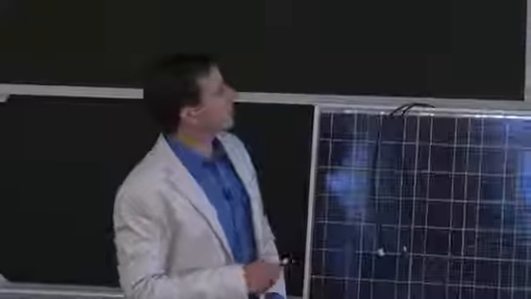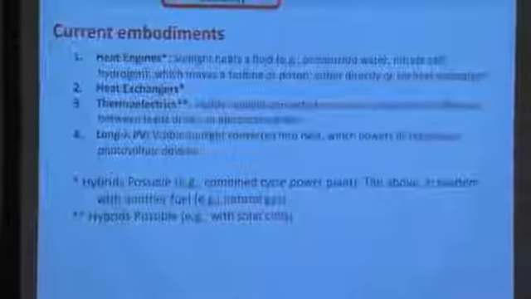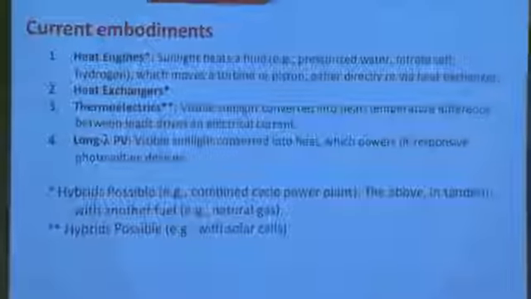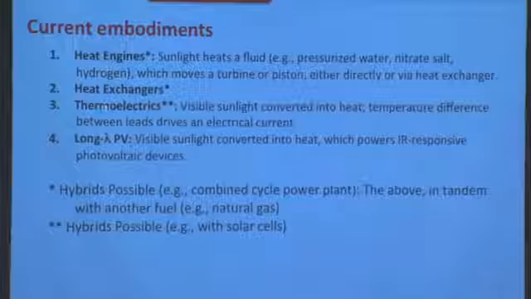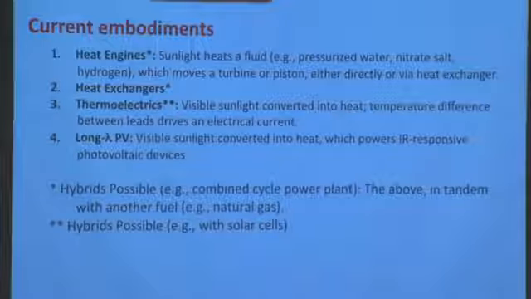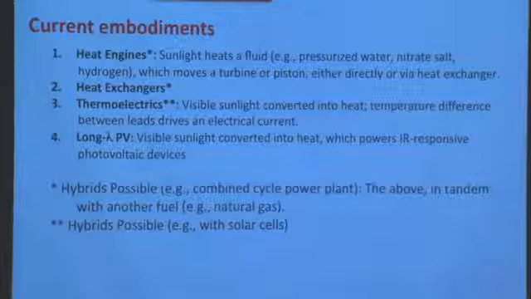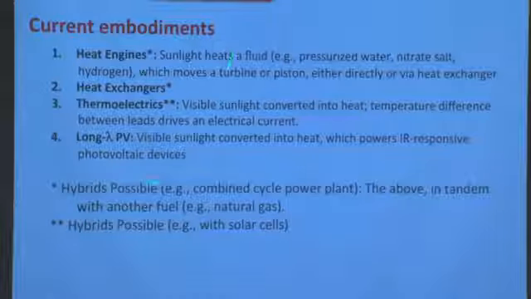Solar to heat electricity. We're not going to talk too much about this during the course, but just to sensitize you that there are technologies out there, some pretty exciting ones. There are heat engines. In other words, sunlight heats a fluid, which moves a turbine or a piston, either directly or via heat exchanger. Heat exchangers, thermoelectrics, long wavelength photovoltaics. These are devices that convert the heat portion of the solar spectrum into usable energy. And there are hybrids that are possible with these.